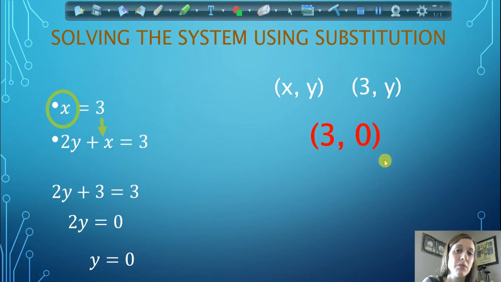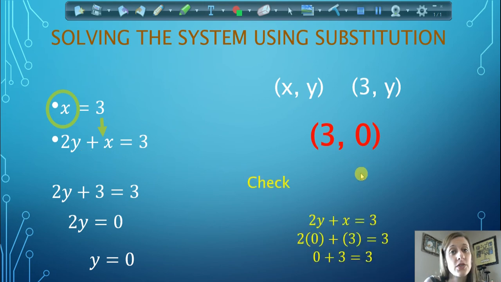And then you can always do an easy mental check to make sure that your solution is correct. So I'm going to go back to this equation and I'm going to substitute in the values. So the y value is 0, the x value is 3, and so then I get 0 plus 3 equals 3, which is a true statement. So I know that that solution is correct.